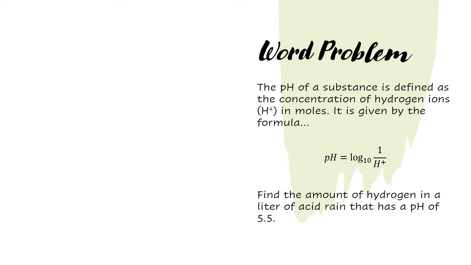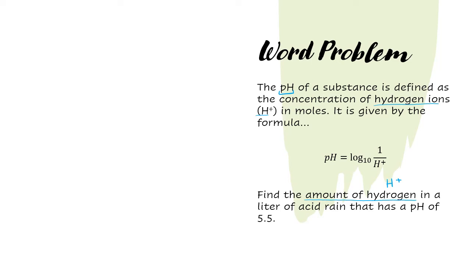Of course, if you didn't know already, pH is often the quantity, as it says here, of hydrogen ions, but we also just use it as a scale to tell us how acidic or basic a substance is. So that's why you might have heard of that before. So how do we go about solving this kind of equation? We are trying to find the amount of hydrogen in a liter of acid rain. The amount of hydrogen is this H+, so we're actually solving for H+ here.